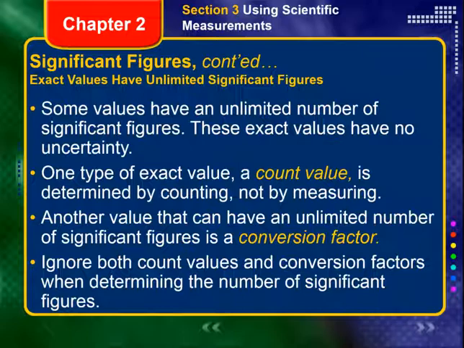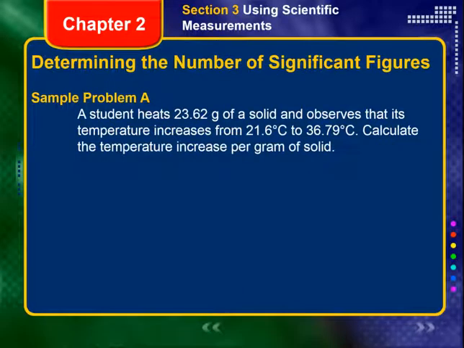Ignore both count values and conversion factors when determining the number of significant figures that you should report, right? Look to your problem. That's what it means. Read your problem again. Look at the numbers your problem gives you and use that to figure out how many significant figures you should report. So let's go through a sample problem here. I'll work through this one for you.